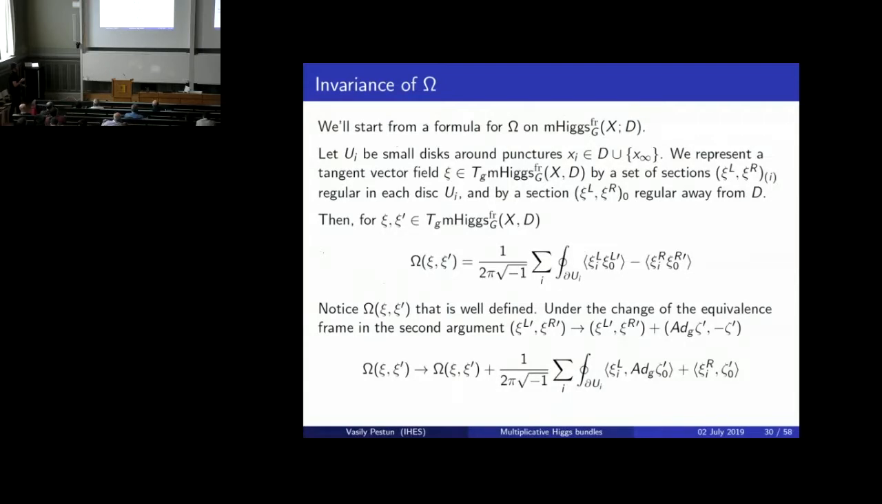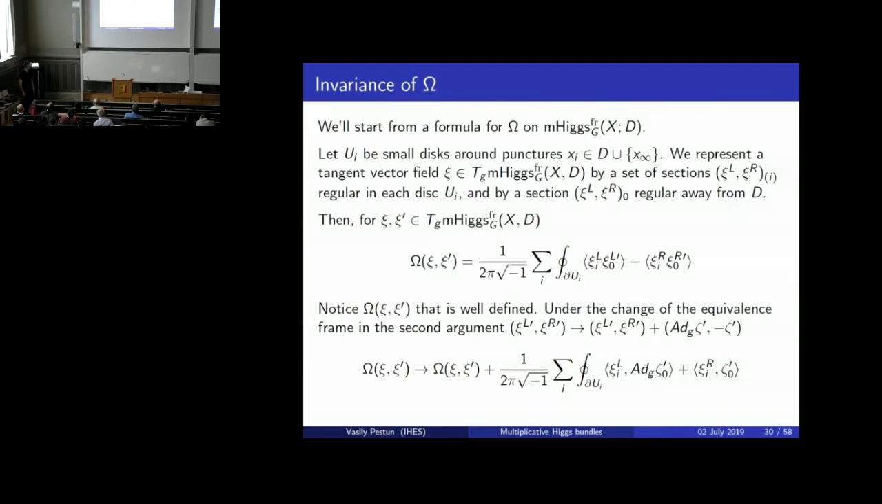And the rest away from those small disks by subscript 0. So then this is the formula. The symplectic structure on such two variations, on such two vector fields, xi and xi prime, is given by the sum of the following residues. You take contour integral, or you take residues in each point i, of the pairing between xi_i^R and xi_0^L, and xi_i^R and xi_0'^R.